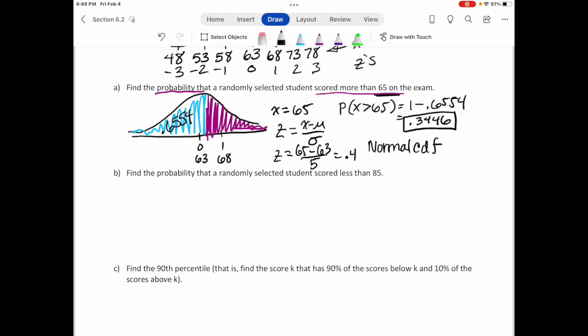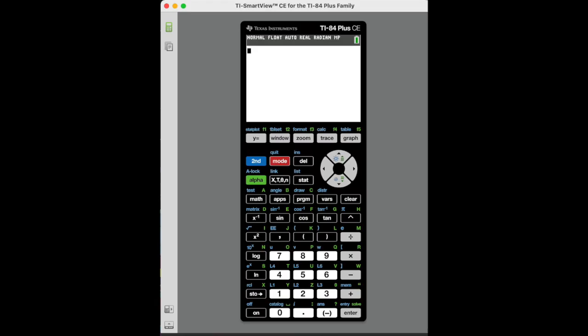Let me show you how to use that now. To find the probability using the calculator, we're first going to access the distribution list by clicking on the second button and then the vars button. This is the same place we went to for binomial PDF and CDF. We're now going to choose normal CDF, which is option number 2, and hit enter.